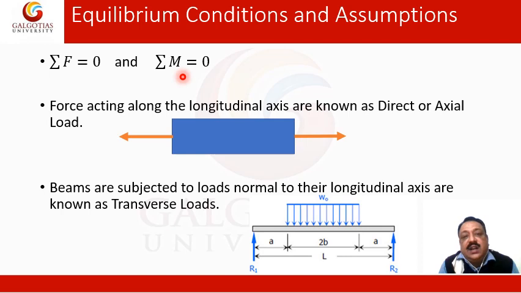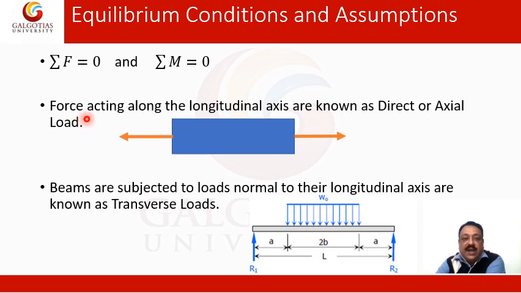The second condition, which is basically the third equation of equilibrium, is that summation of moment about any point should be equal to 0. So these three conditions together represent the equilibrium conditions for coplanar non-concurrent force systems like the one shown in the figure at the bottom.